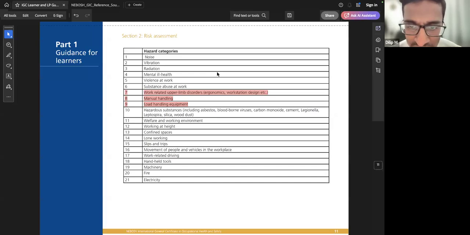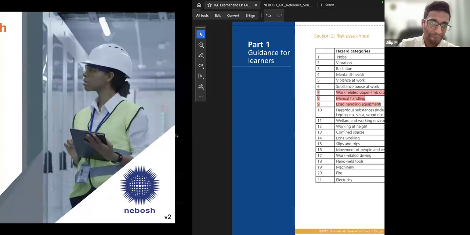So minimum from 5 different elements, topics or hazard categories must be chosen, or you can choose more than 5, but minimum from 5 elements, and as a minimum 10 out of these 21 must be identified. So with regards to element number 6, we have three hazard categories: work-related upper limb disorders, manual handling, and load handling equipment.